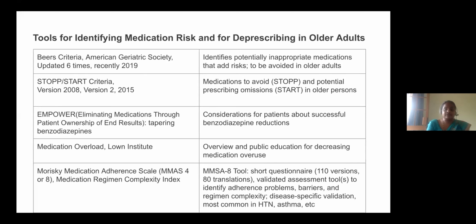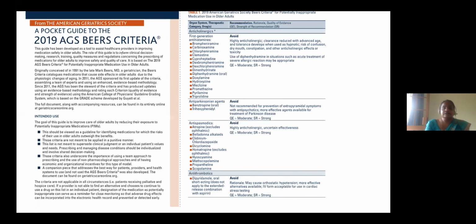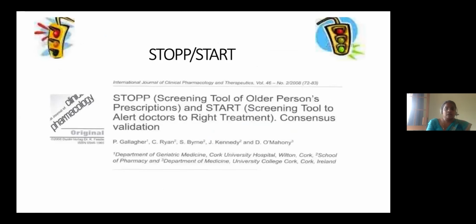Morisky medication adherence scale. This is the 2019 AGS Beers criteria. There is a pocket guideline which can be downloaded, the 6-page pocket guideline which you can take a printout of and is easy to use. STOPP/START criteria.